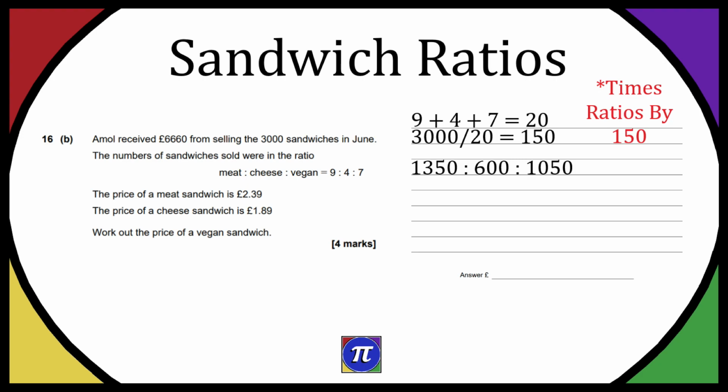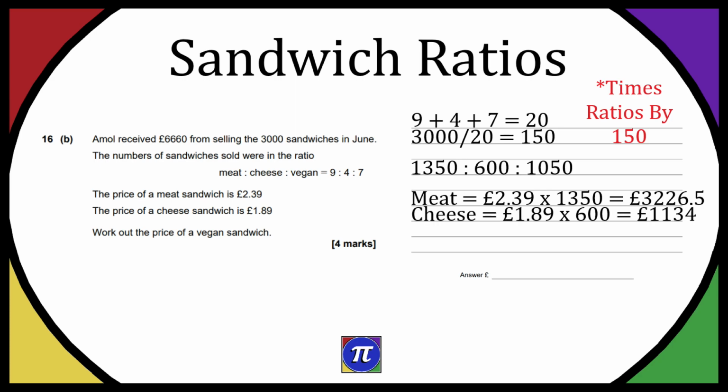So we know how many meat, cheese and vegan sandwiches they sold, and we know the price of a meat sandwich is £2.39, so let's times that by the amount sold. So £2.39 times 1,350 means £3,226.5 was generated by the meat sandwich sales. Using the same method, the cheese sandwiches generated £1,134.